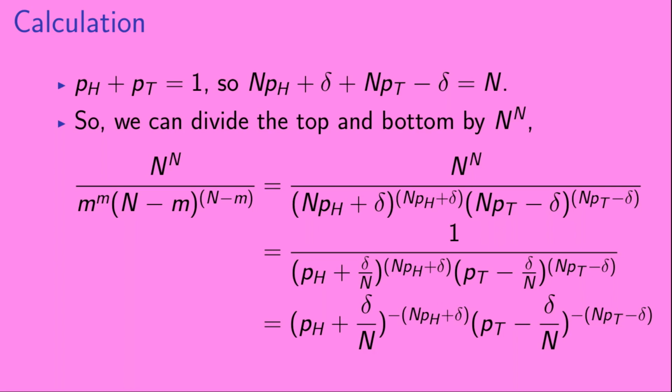So basically what has happened is we've taken n ph plus delta factors of n out of the first factor in the denominator, and we've taken n pt minus delta factors of n out of the second factor in the denominator. And finally, we can make this slightly prettier by getting rid of that fractional form and changing the sign in the two exponents.